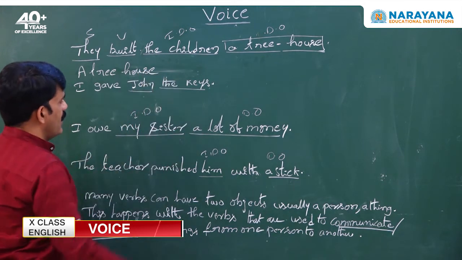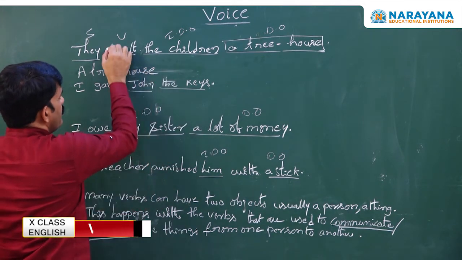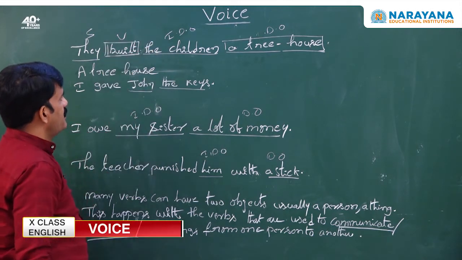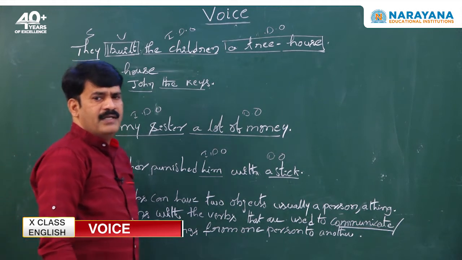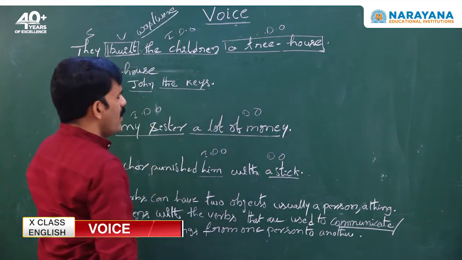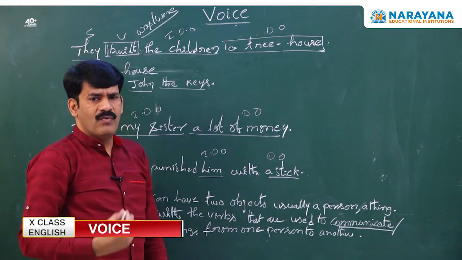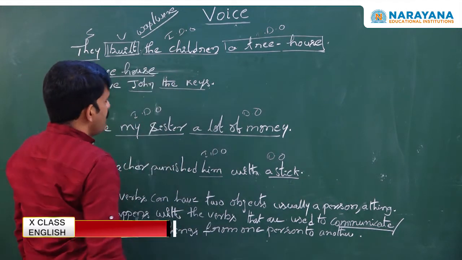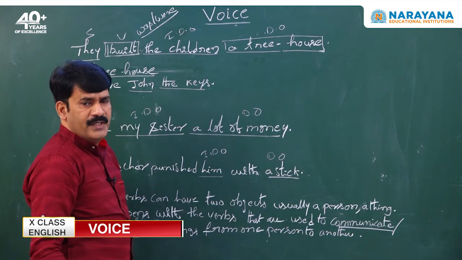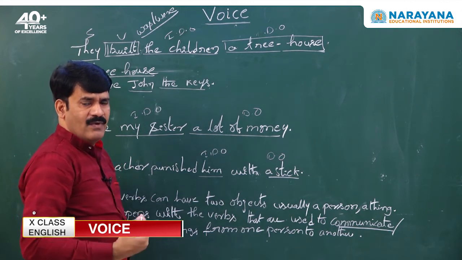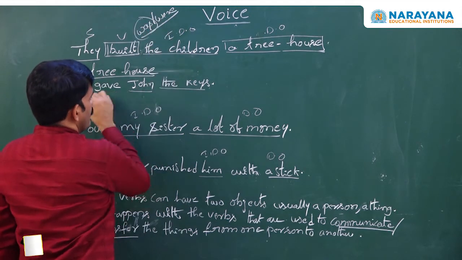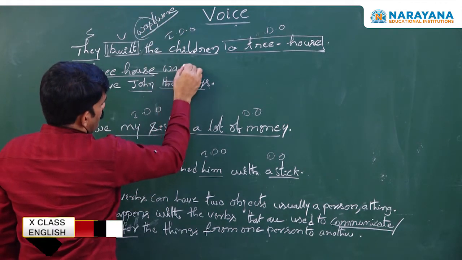Once after writing tree house, you need to see the tense of active voice. What is the tense of active voice? Built. Built is simple past tense. What are the simple past be forms? Was or were. The subject of passive voice is third person singular. When the subject of the passive voice is singular, you have to take only was as the be form. So, a tree house was.